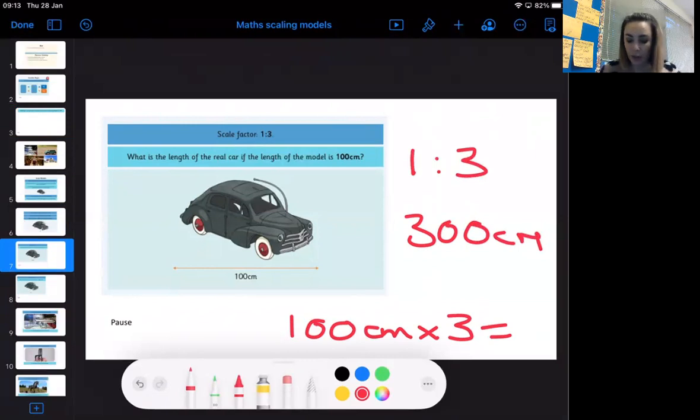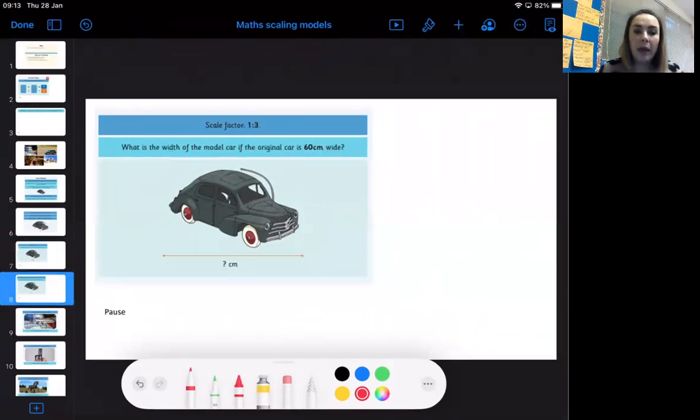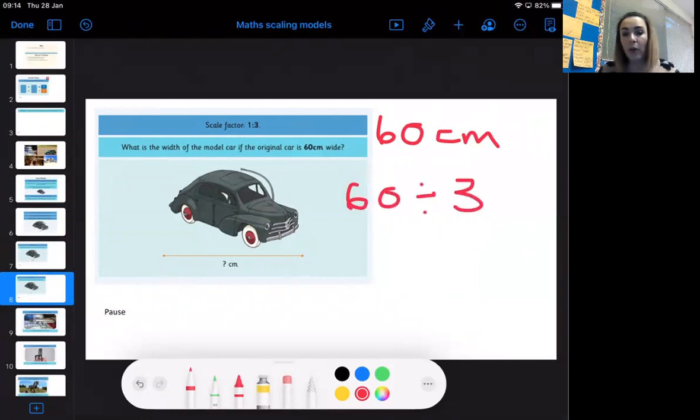Let's have a look at another example. What is the width of the model car if the original car is 60 centimetres? So I know that the original car is 60 centimetres, and I know that the model car is 3 times smaller than that. If we are making it smaller, we're going to be dividing it. So the width of the original car is 60 centimetres. I need to divide that 60 by 3.